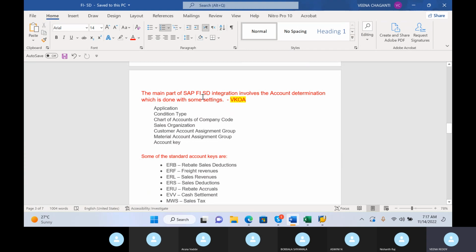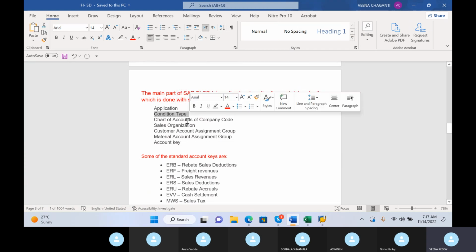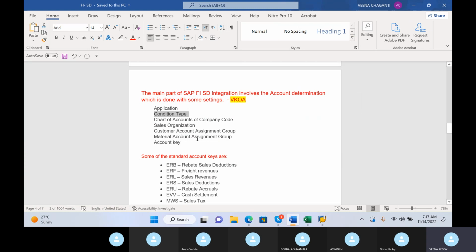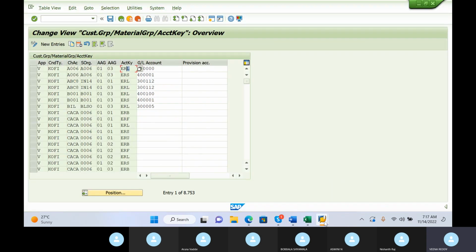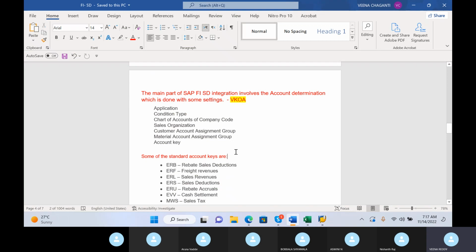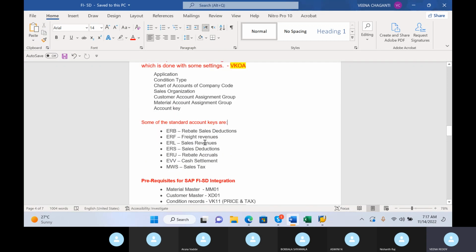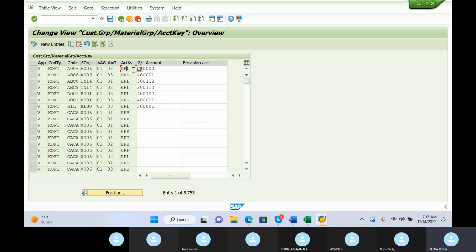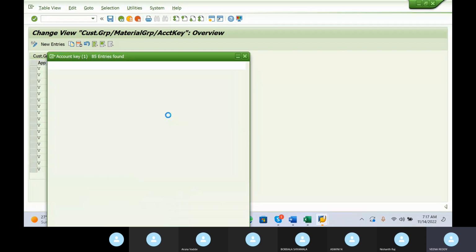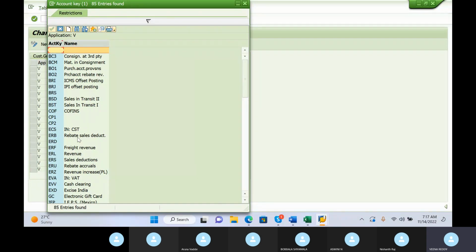See here, the main part of SAP FI-SD integration involves account determination, which is done with the accounting settings: application, condition type, chart of accounts, sales and distribution, customer account assignment, material account assignment, and account key. These are maintained in VKOA. Coming to some standard accounting keys, as I showed, ERL is related to revenue, and ERB is related to rebate, sales deduction, cash clearing. If we are maintaining any GLs, we have to assign them here with the accounting key.